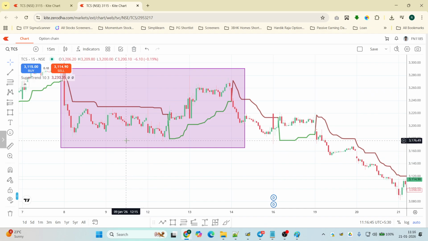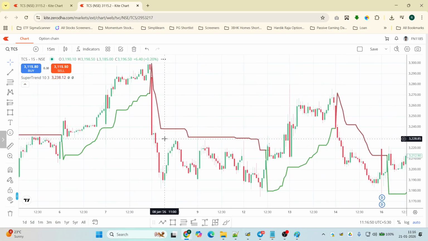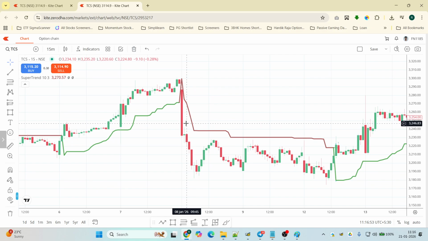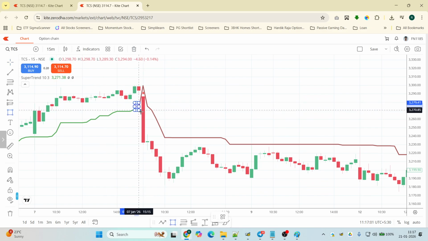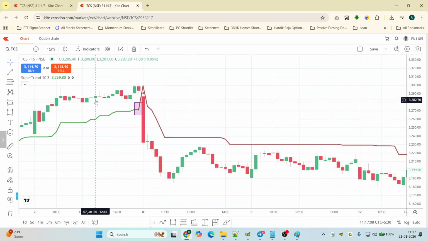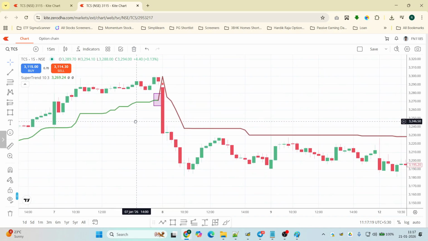Okay, now how does this super trend work and how does it flip colors? Let me give you an example here. You can see here, right, until this point of time the super trend indicator was in an uptrend, which shows that the candles are on the upside. Whenever the candles are above the super trend, it is in a bullish phase, or the trend is an uptrend. And whenever the candles are below the super trend, it is in a downtrend.